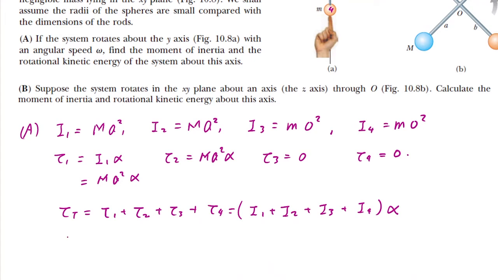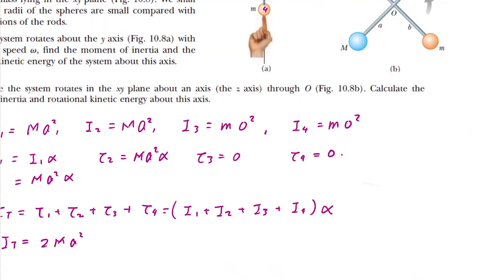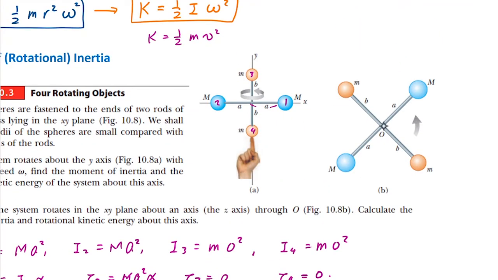So the total moment of inertia is I1 plus I2, so we have 2 times M A squared. Good? Say yes. Okay, we'll consider case B then. Case B is, now we are rotating about this pivot point. So these two have radius of A, and these two have radius of B, but this B part also contributes to the moment of inertia. Good?